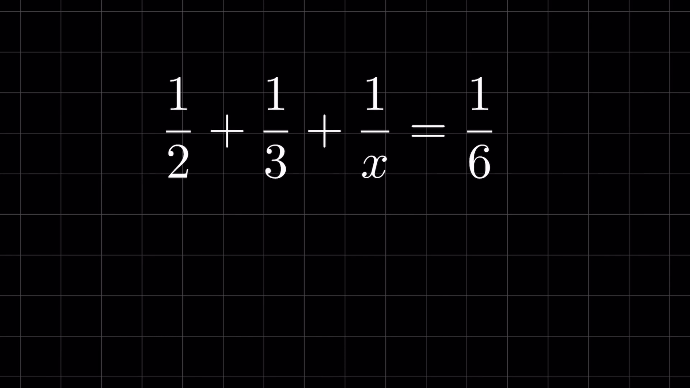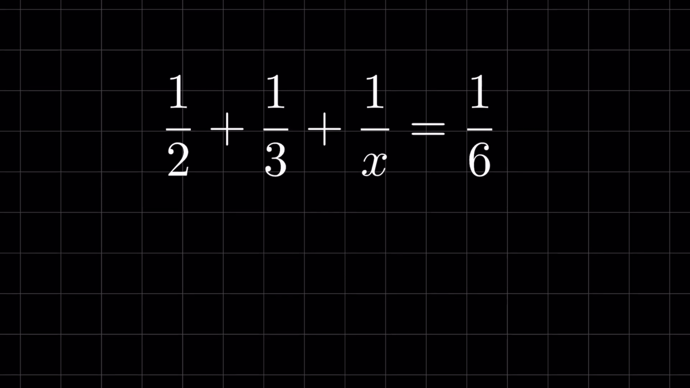1 upon 2 plus 1 upon 3 plus 1 upon x is equal to 1 upon 6. How to find the value of x? Now here, these are fractions and it is an addition of fractions, but here instead of a number we have a variable. So we have to find this value of x.